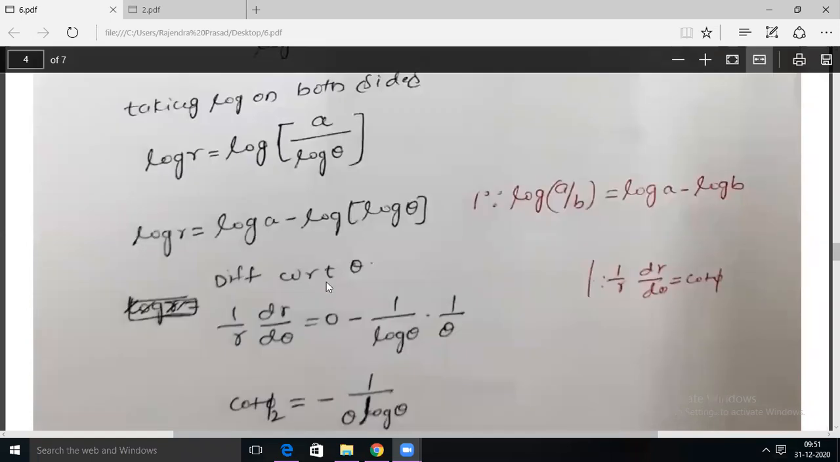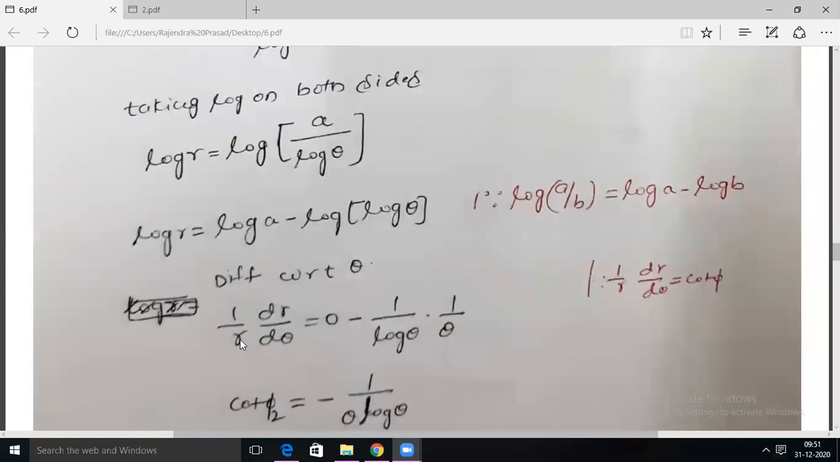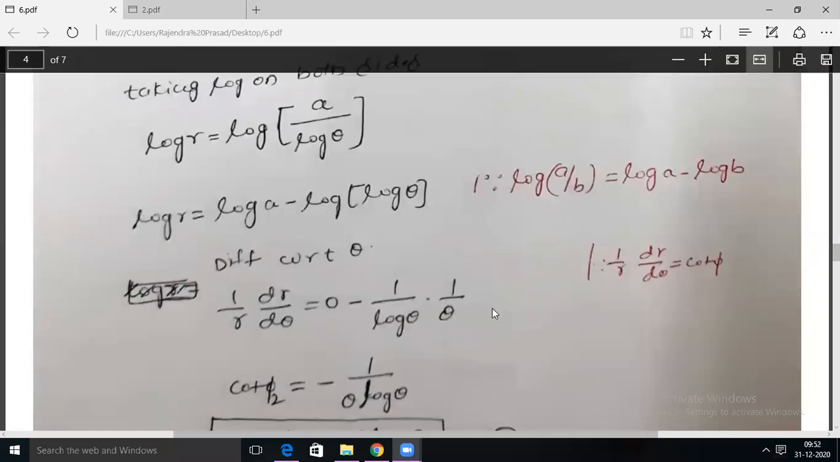Now differentiate with respect to theta. Log r differentiation is 1 by r into dr by d theta, equal to log a, which is constant here, so its differentiation is 0, minus the differentiation of log of log theta, which is 1 upon log theta into the differentiation of log theta, 1 by theta.